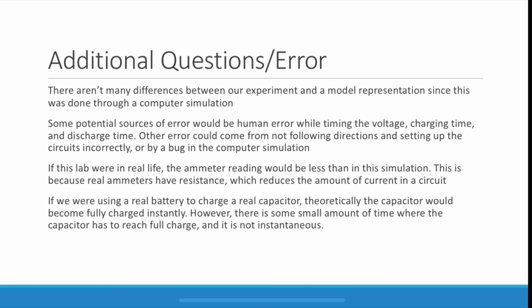If this were a real-life lab, the ammeter reading would be less than it was in the simulation, because in real life, ammeters do provide some resistance, even though it might not be much. There is still some present, so it would take effect. And if we were using a real battery to charge a capacitor, theoretically, it would charge instantaneously. However, this can't happen. There will still be some short period of time where the charges will build up on the capacitor.